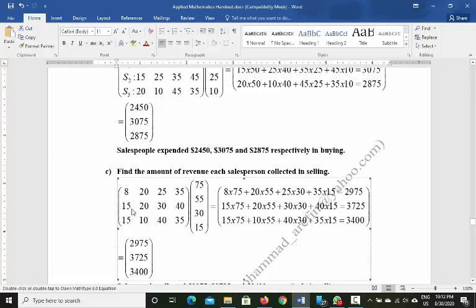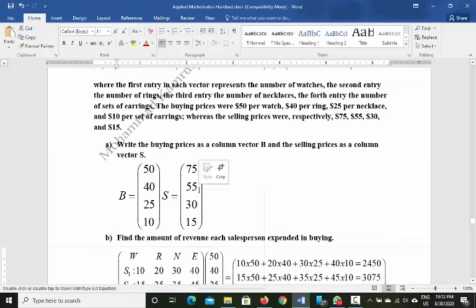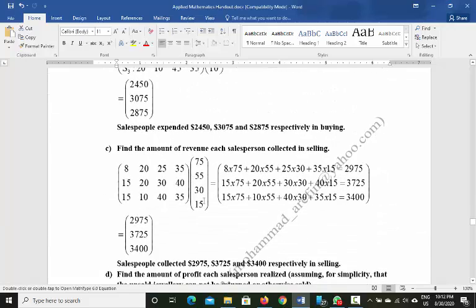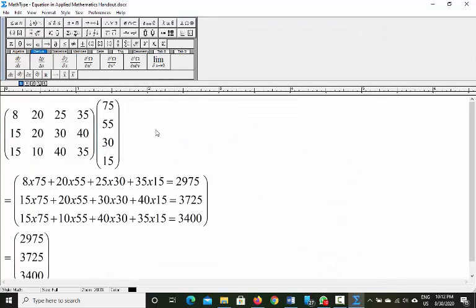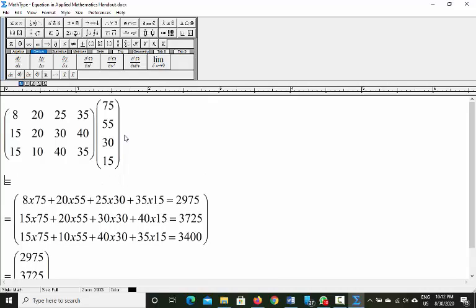So this is the total quantities they have sold, and this is the sales price: 75, 55, 30, 15. So similarly like before, this is the dimension of this matrix. The dimension of this matrix is, we have 3 rows and 4 columns. Again here we have 4 rows and 1 column.